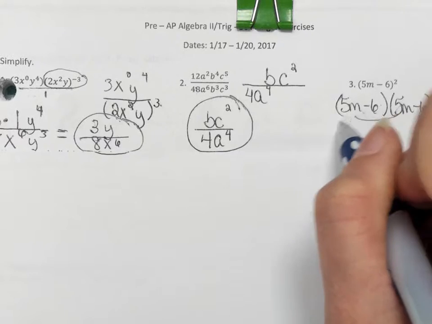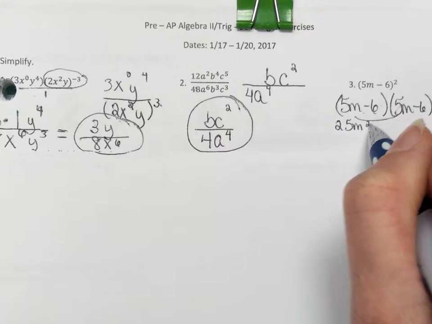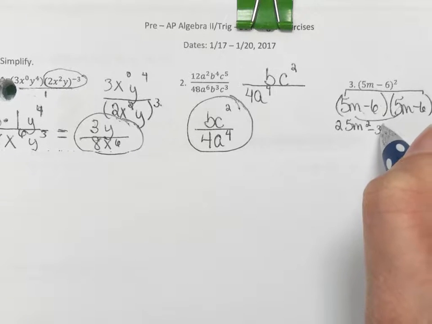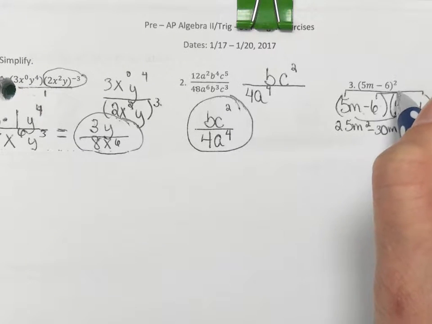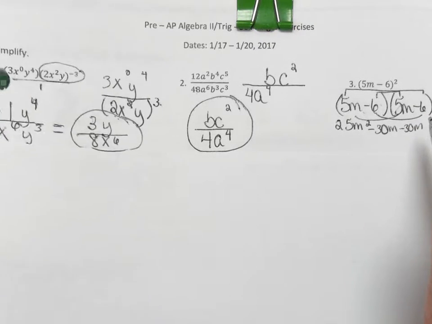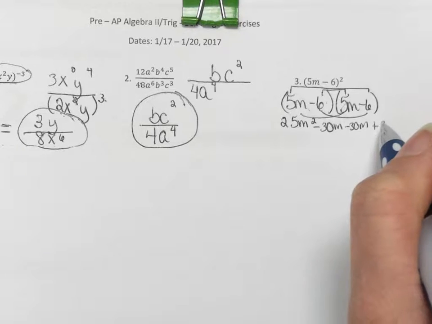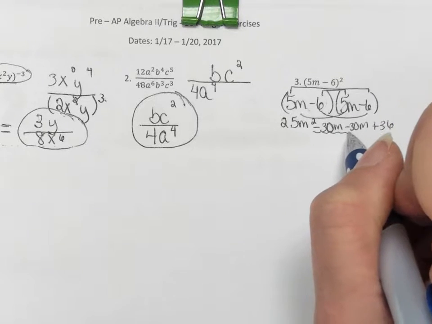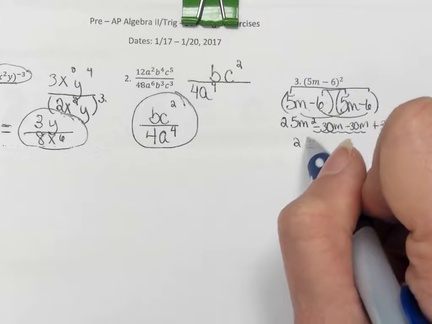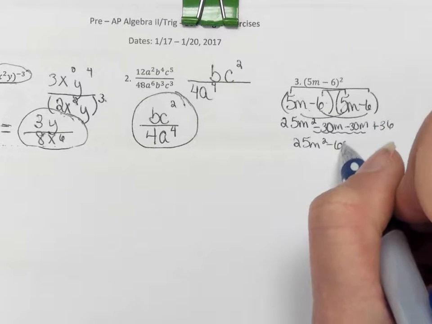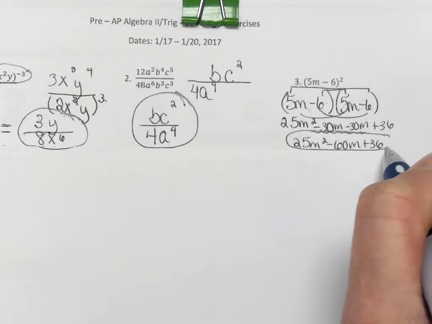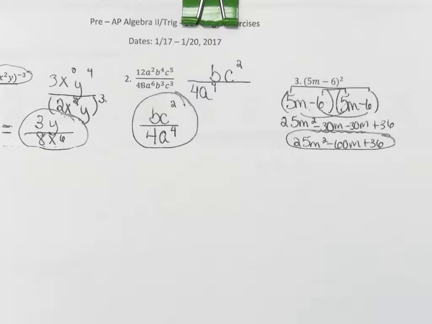So first is 25m squared. Outer is negative 30m. Inner is negative 30m. And my last is positive 36. Combine those two together. They don't cancel out. That's negative 60. There you go. Perfect, perfect. Y'all okay?